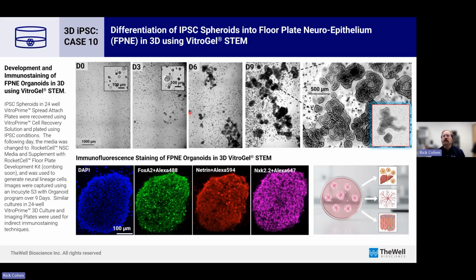But similar ones were taken and stained with 2 steps, anti-FOXA2 with a secondary antibody for green, Alexa 488, Netrin, and Alexa 594. And this is a chicken antibody. This is a rabbit antibody, and this is an anti-NKX2.2 mouse antibody with Alexa 647. And these are imaged on confocal microscopy. So this is a really good starting point to generate other neural tissue.